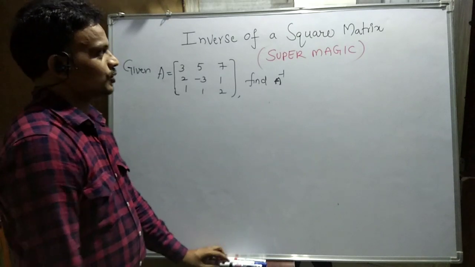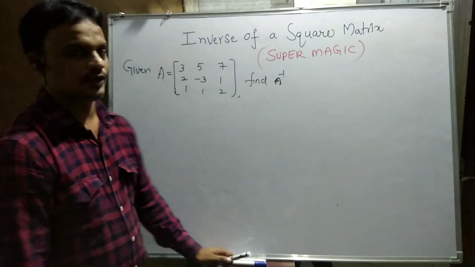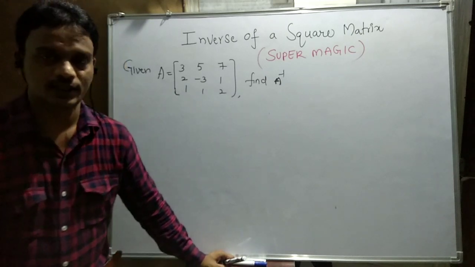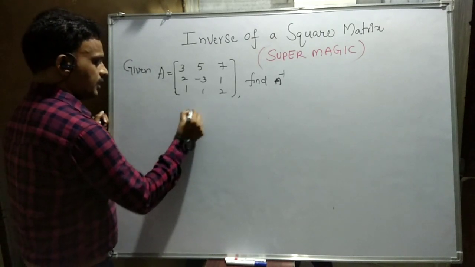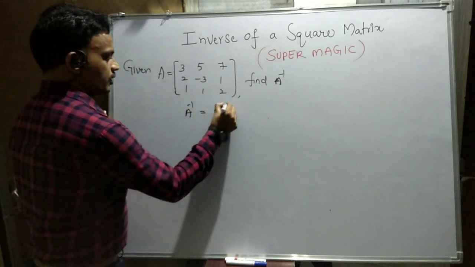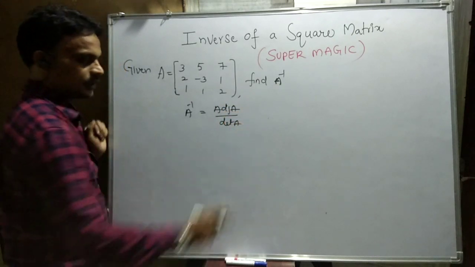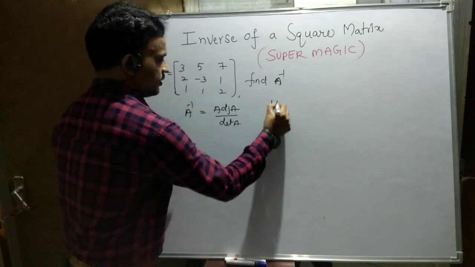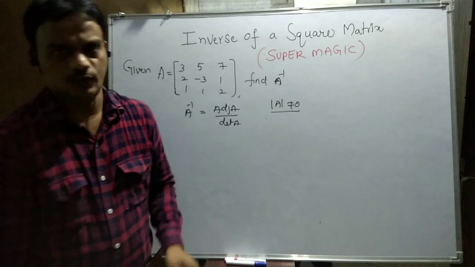Today I came to you with a super magic for finding the multiplicative inverse of a square matrix. We already have a basic formula for finding the inverse of a square matrix, which is A inverse equals adjoint A by det A. For the existence of the inverse, det A should not equal 0. Then only the inverse exists.